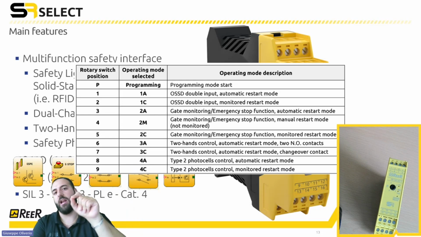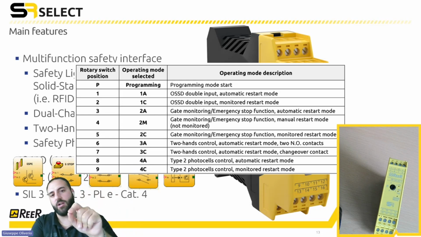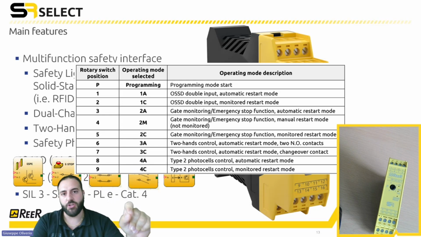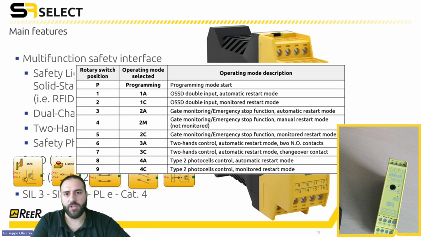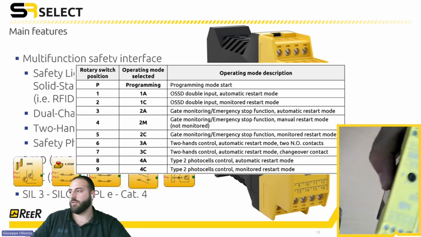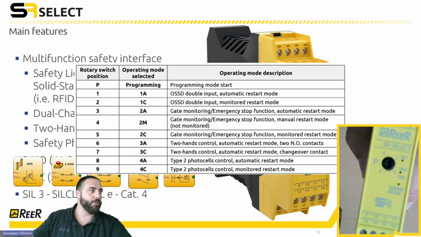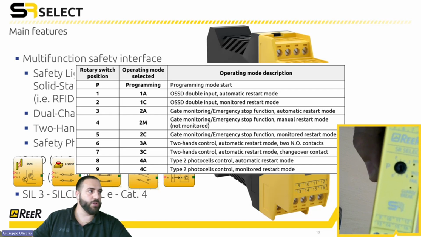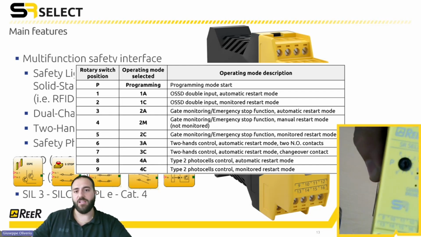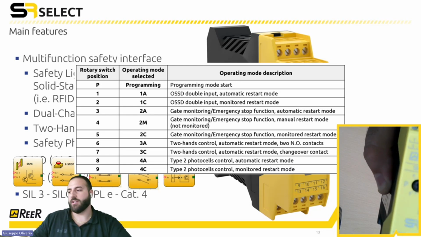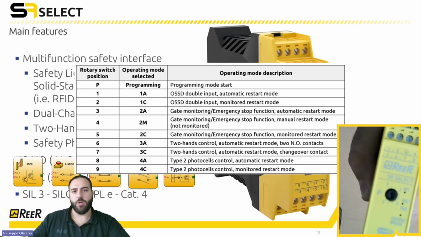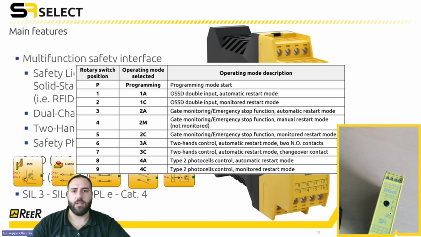So one SR Select, one safety light curtain; one SR Select, one emergency stop function; type 2 photocell plus one SR Select. At the end, you can do every safety function with one SR Select, with one interface. Again, as you can see, the only thing you have to do is turn that rotary switch position. You just connect the wires, turn the switch, and that's it.